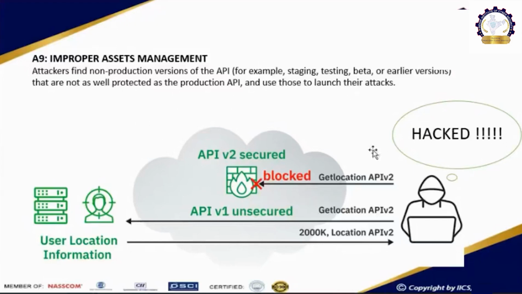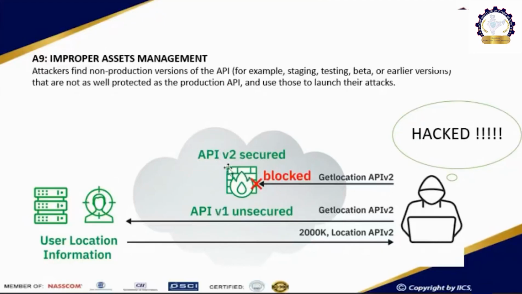So what the image is trying to say here is that this hacker faces API v2, version 2, which is secured. We know that we cannot hack API v2 because the firewall is placed here.